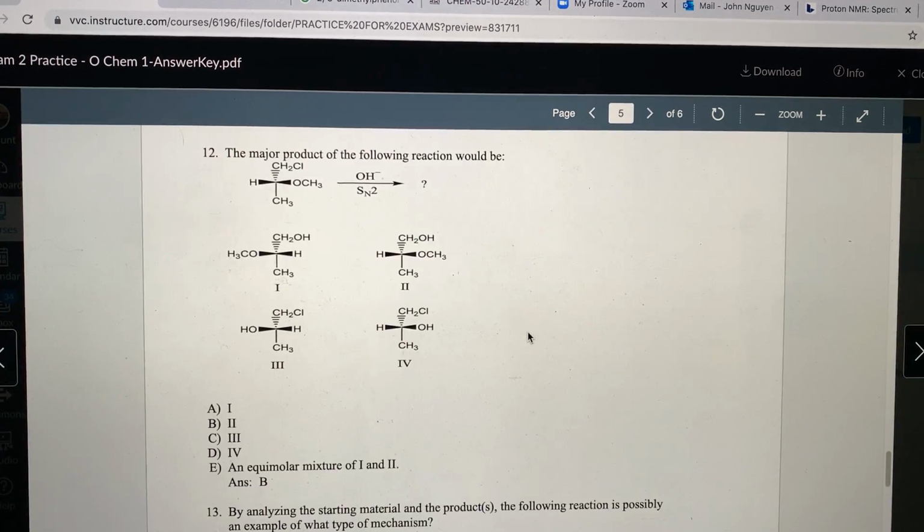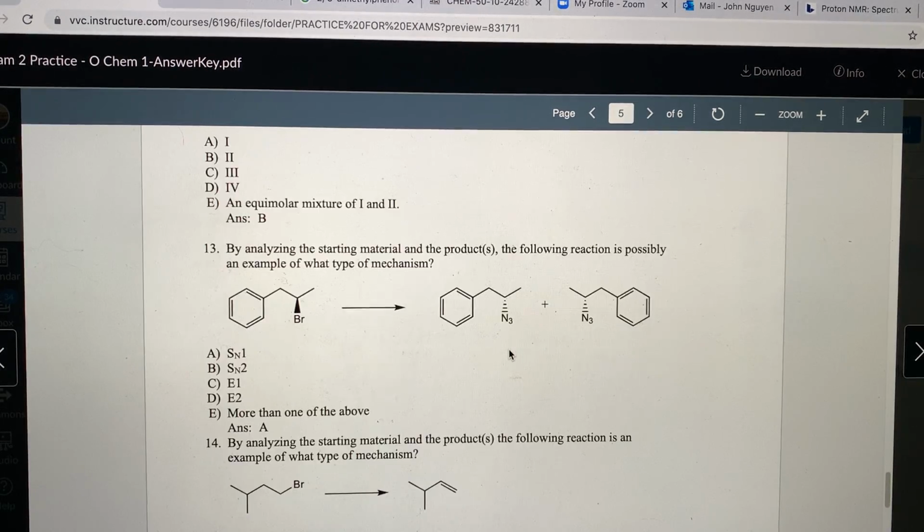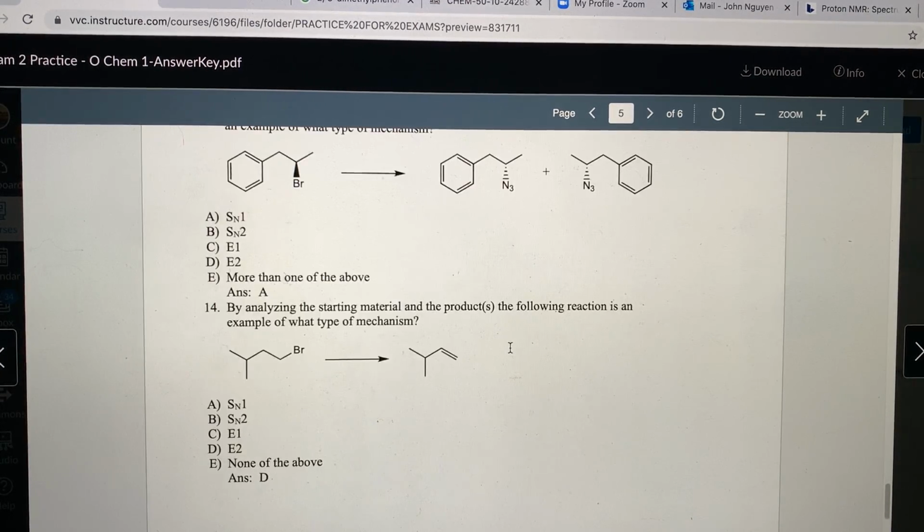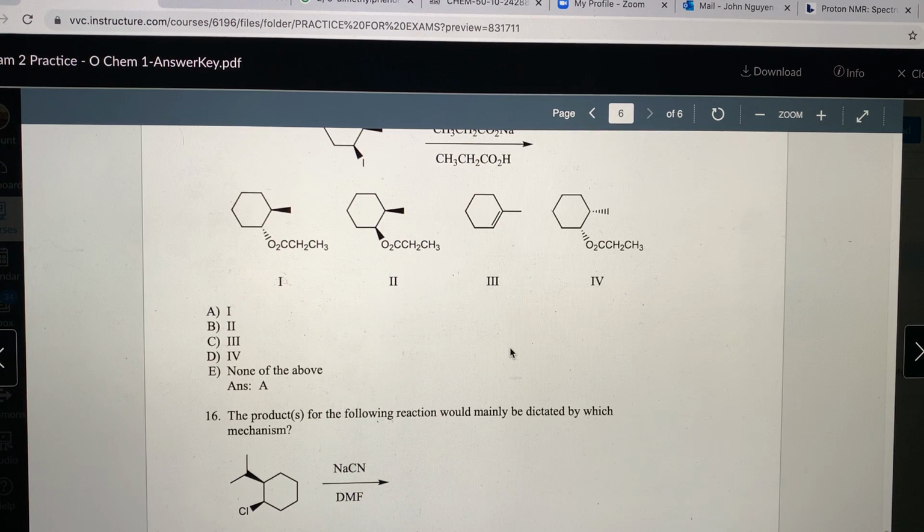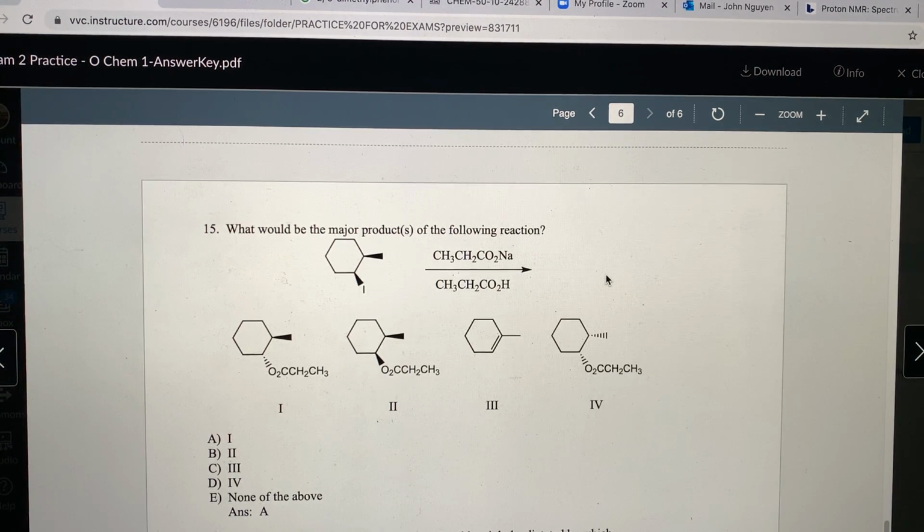Pretty good. Another thing about SN2 is when you start out with S, the product is R. And when you start out with R, the product is S. Similarly, when you start out with cis, you get trans. Start out with trans, you get cis. Okay, this is a good example here. If you do S and R, it works the same way.